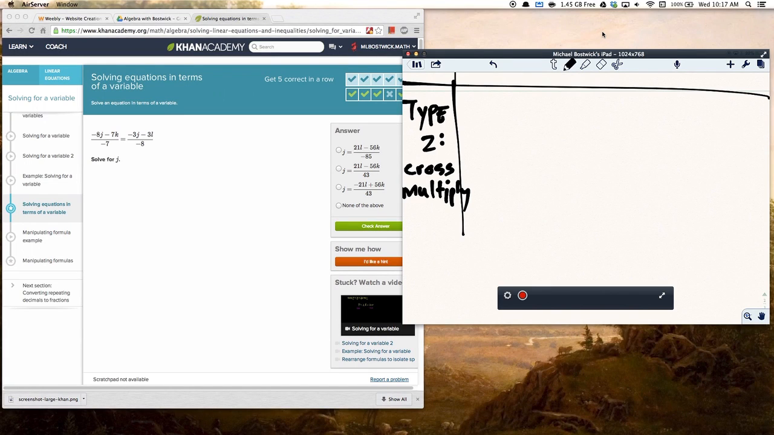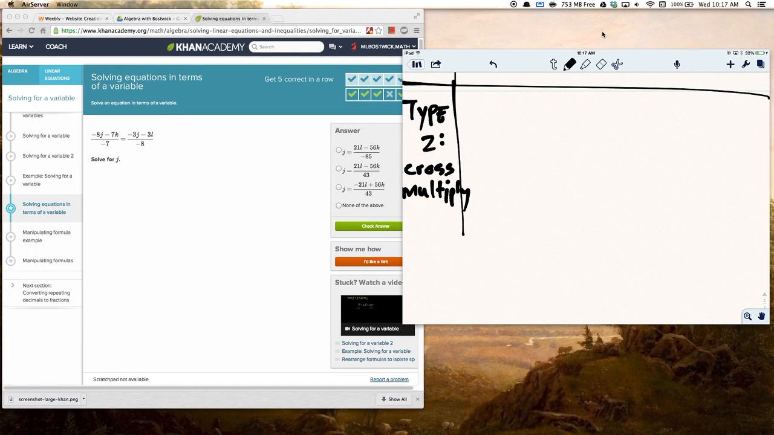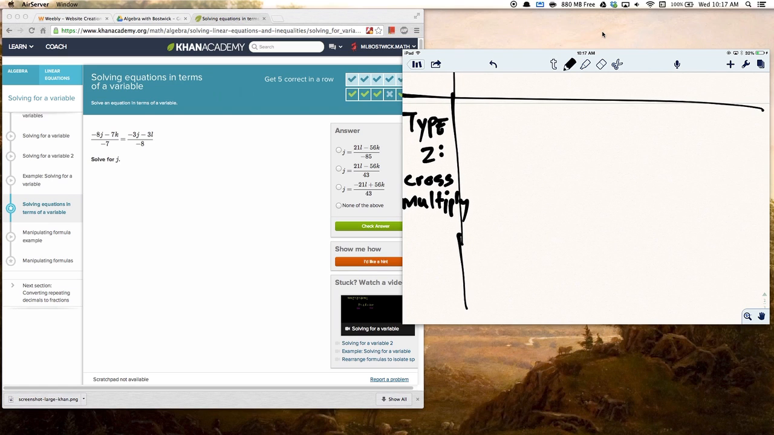All right, this is the second type of solving equations in terms of a variable problem that you will see. And this particular type requires that you think back to a skill that you used to solve proportions in 7th grade. And this skill is called cross multiplication. So I'm going to go ahead and start by writing down the problem. You might notice I've written type 2 colon cross multiply, because that's what we're going to do on this type.